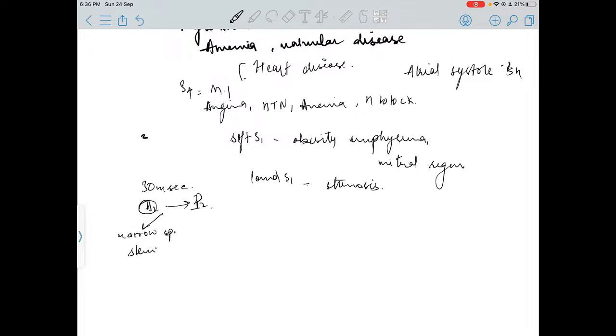In the case of stenosis, that means there is a narrow opening, so it is slow because of the stenosis. And if there is a wide split, that means P2 is closing way after A2, then it could be ASD, atrial septal defect, or mitral regurgitation.